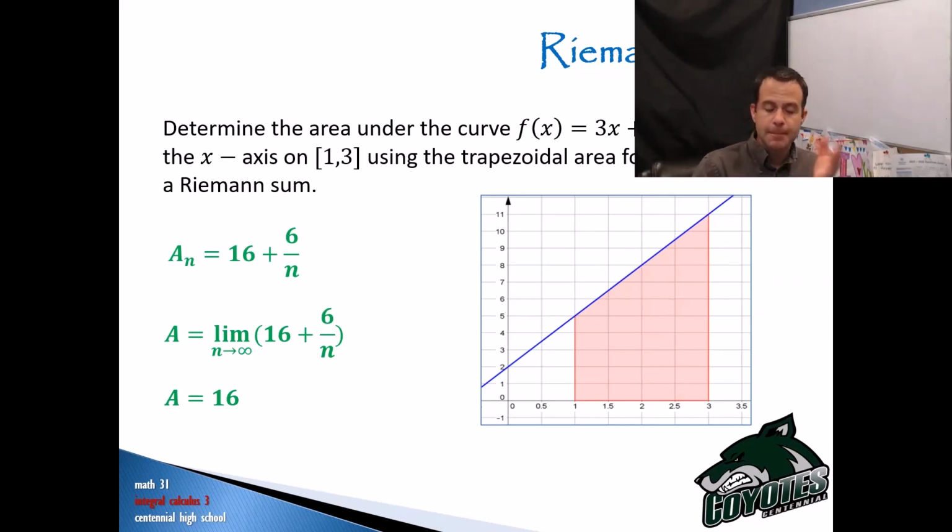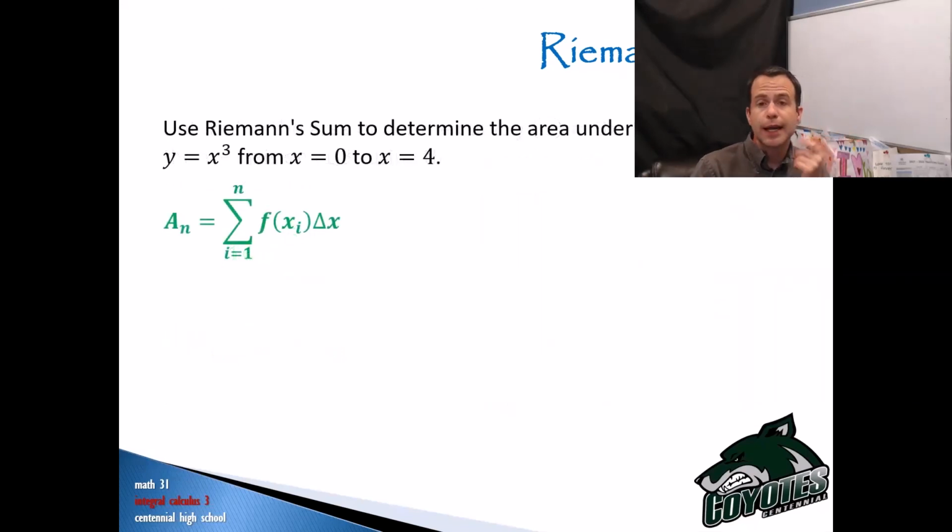Okay. All right, so speaking of that, let's go slightly more complicated, and we want to look at the area under the curve y equals x cubed, and I want to go from x equals 0 to x equals 4. So again, the area will be the summation from 1 to n of f of x subscript i times the increment of x. So I have to go through that same process, right? I have to figure out what f of x subscript i is, and I have to figure out what the increment of x is.